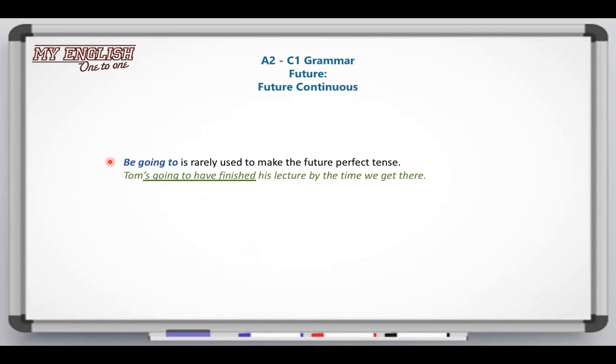Important. Be going to is rarely used to make the future perfect tense. For example, Tom's going to have finished his lecture by the time he gets here. Yeah. Although it could be grammatically correct, you don't really use that, okay?